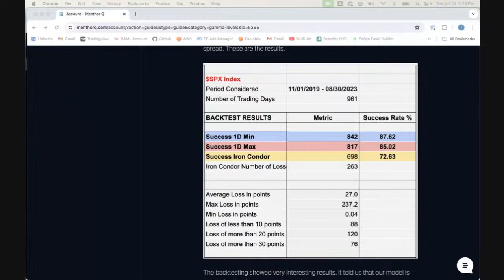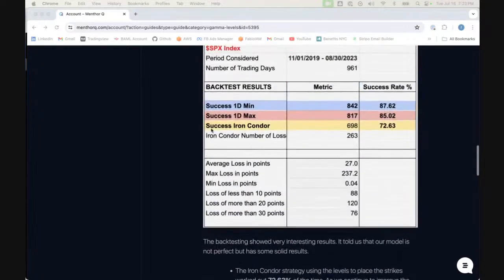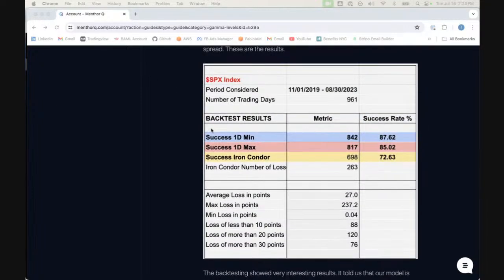Also, markets consolidate about 80% of the time, which is kind of what this is showing us, 72%. It stays within those ranges. The other thing is you can often sell above and below the one-day min and the one-day max. So that's if you go to those levels, but you can go beyond those levels and the numbers come out even better.